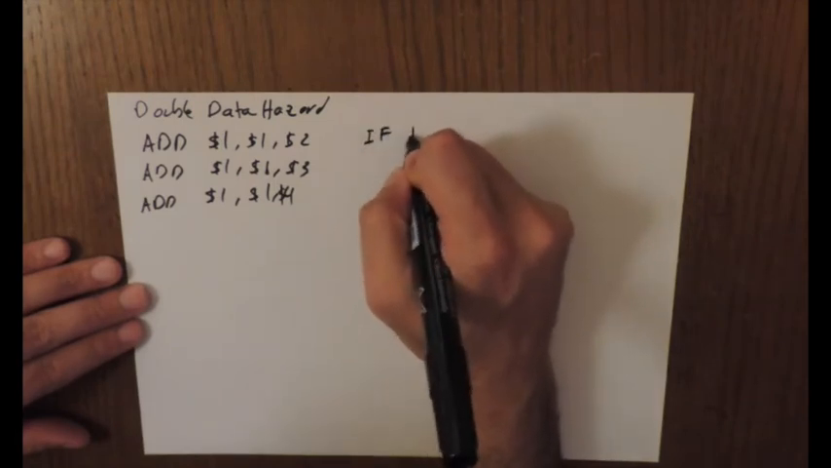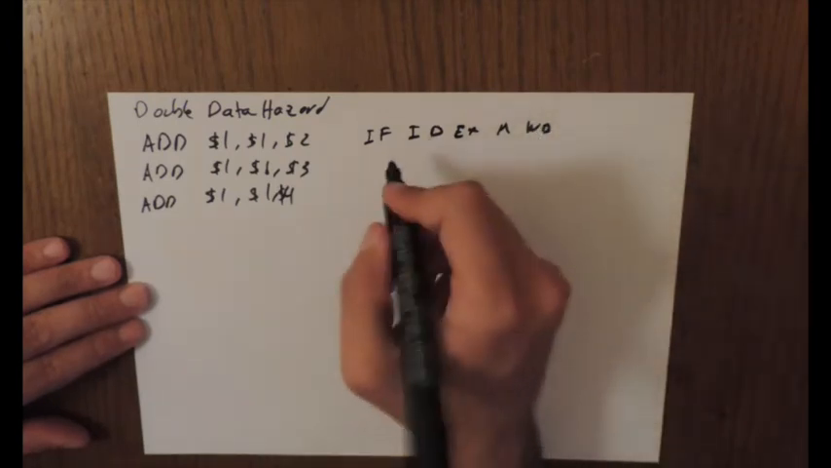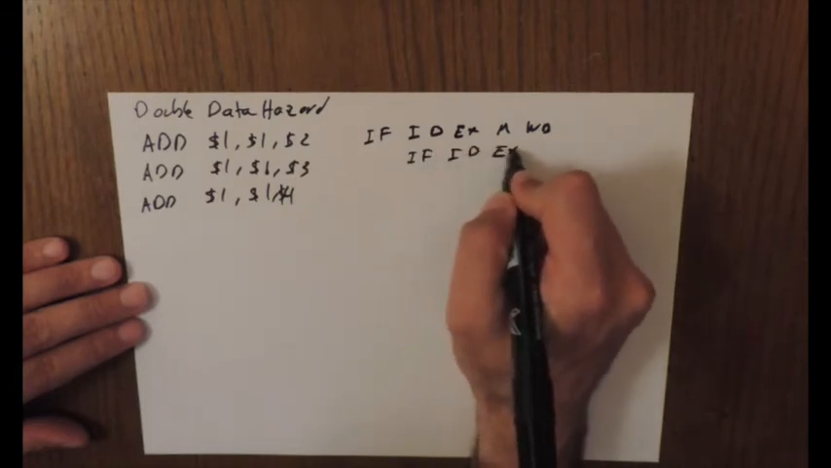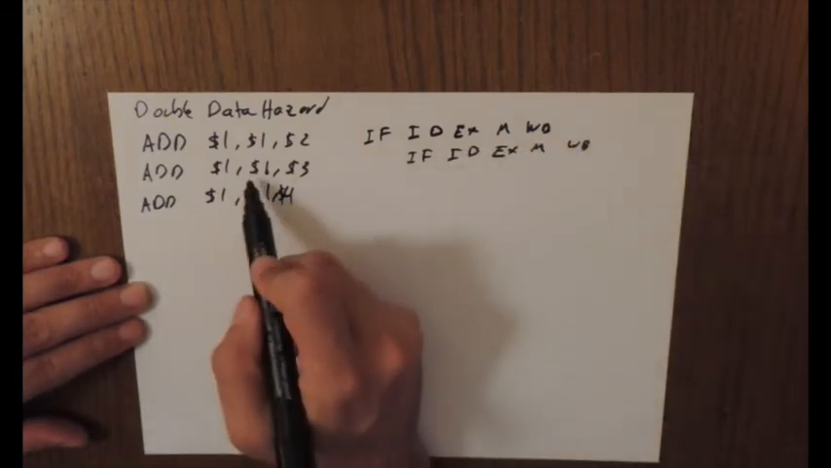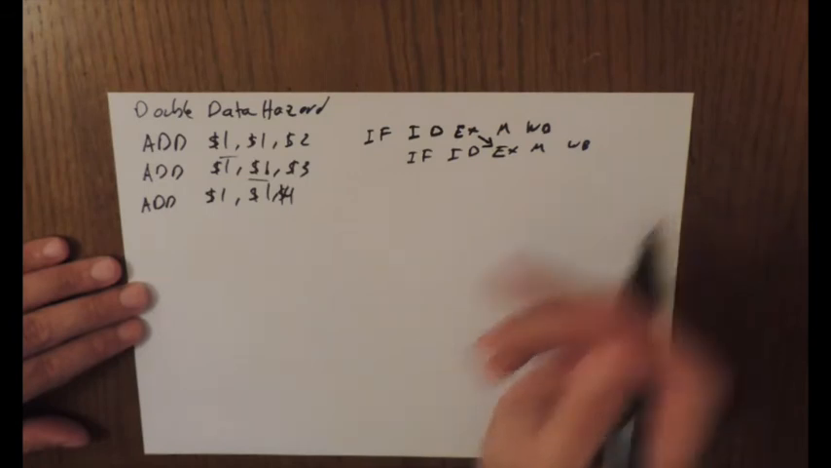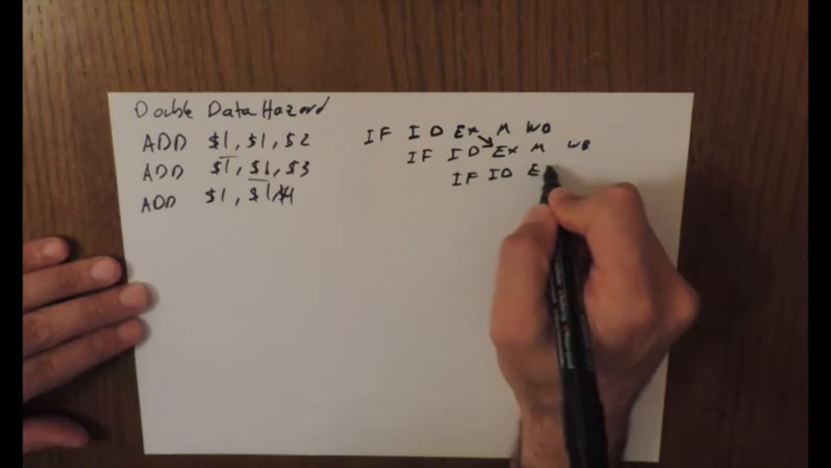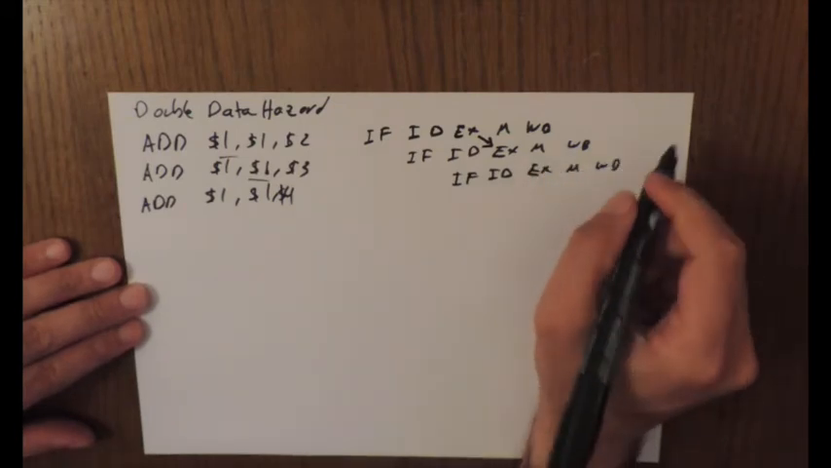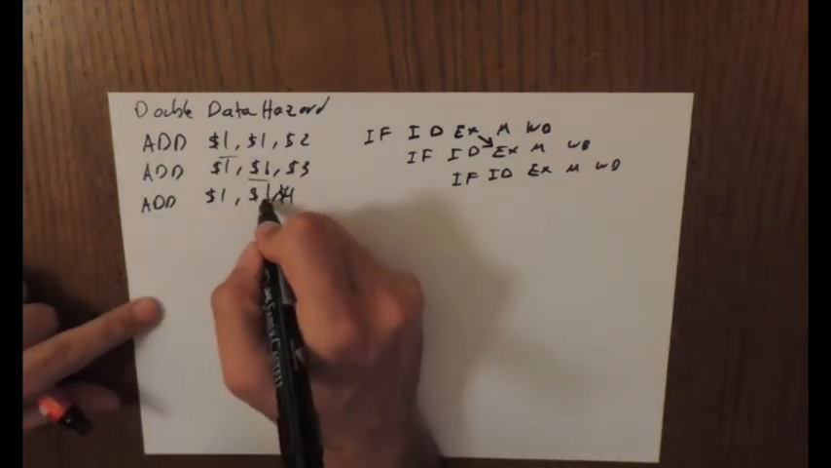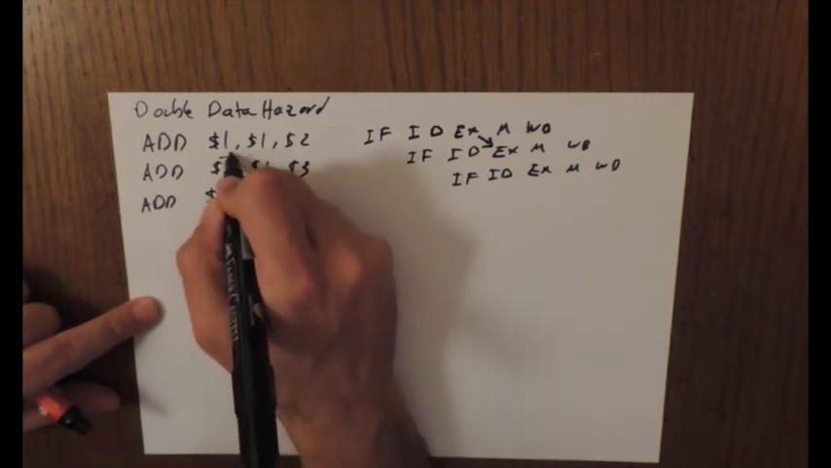If I write if id ex memory and write back, then I have here if id ex memory and write back. I notice here that we have a dependency, so of course I need to what? I need to forward the value. And now I have a third one, which is if id ex memory and write back. Now I have two conditions which are true. I have a dependency between this instruction and this instruction, and this and this.